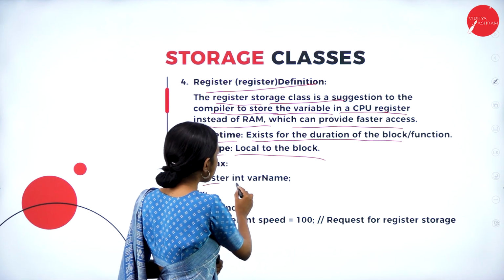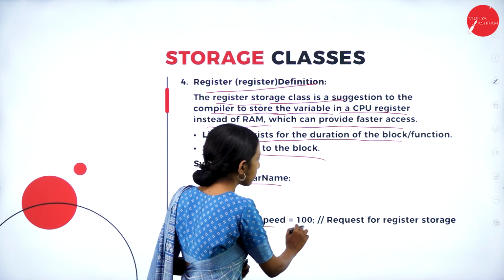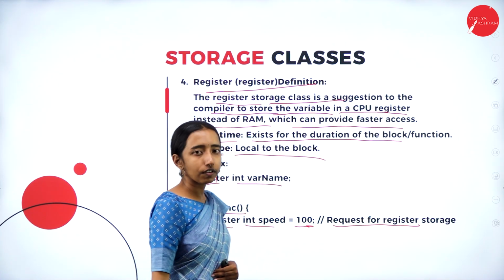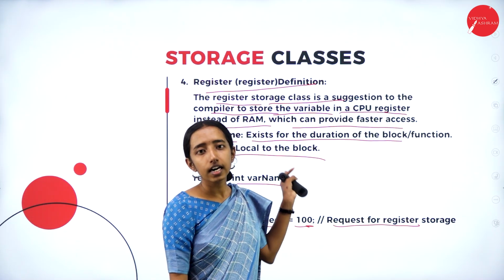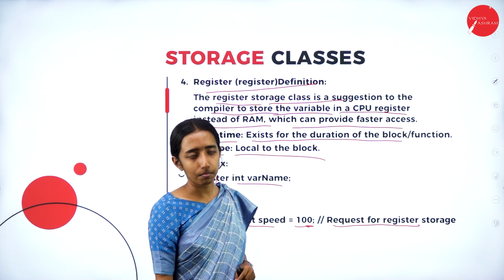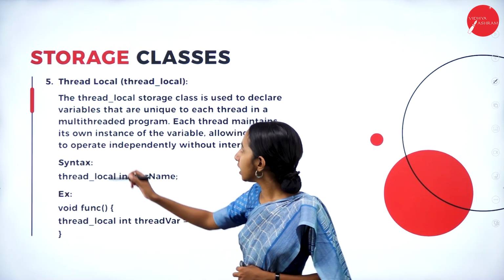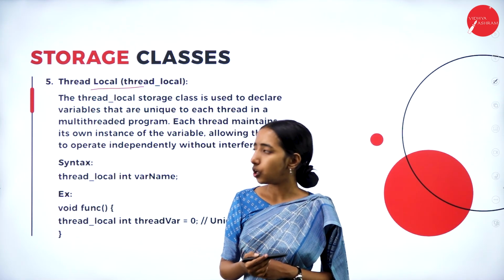Example: register int var name. In a void function, register int speed equals 100 is a request for the register to store it. It will store the value of speed, 100, in the CPU instead of RAM. Next, we have the fifth one, called thread local.